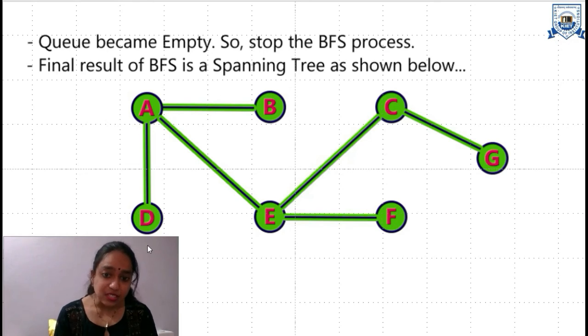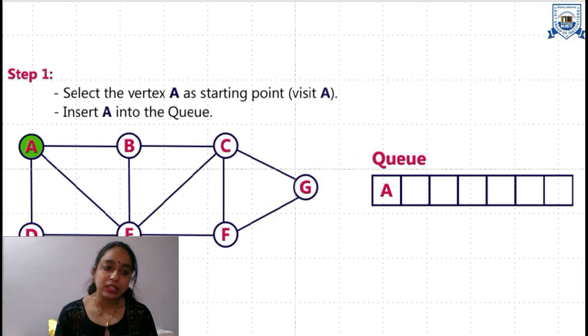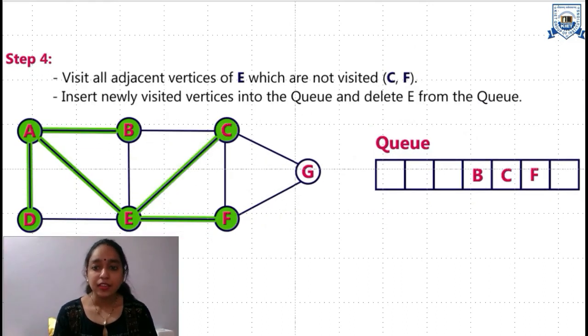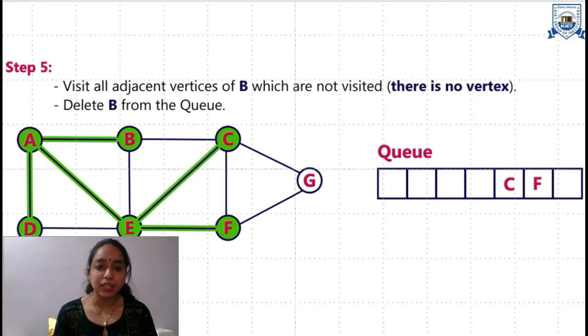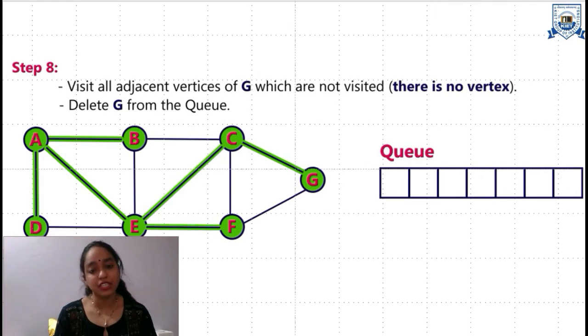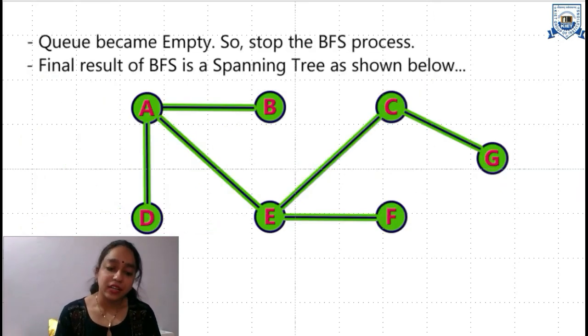A is first, then D, E, B, then C, F, then G. And the breadth first search traversal will be the sequence in which we have deleted the vertices. First we have deleted A, then D, then E, then B, then C, then F, then G. The sequence in which the vertices were deleted is the sequence of a breadth first search traversal.